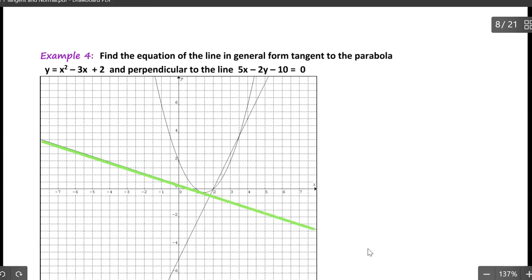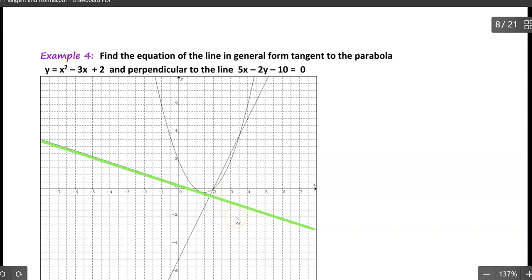So the green line that I just highlighted has to be the tangent line, because it touches this parabola at only one point. And what is this other line here? It cuts the parabola at 2 points, so this is definitely not your tangent line. This line is just a line, but it's perpendicular to this tangent line. But it's not a normal, okay?